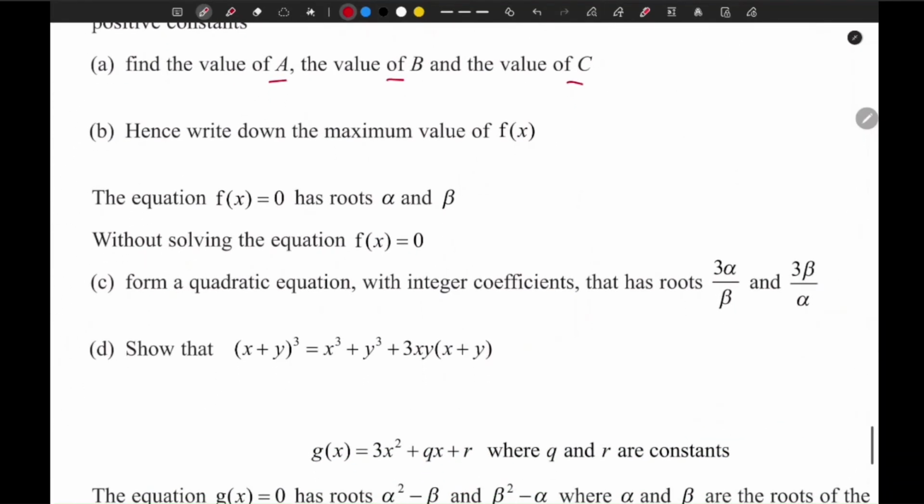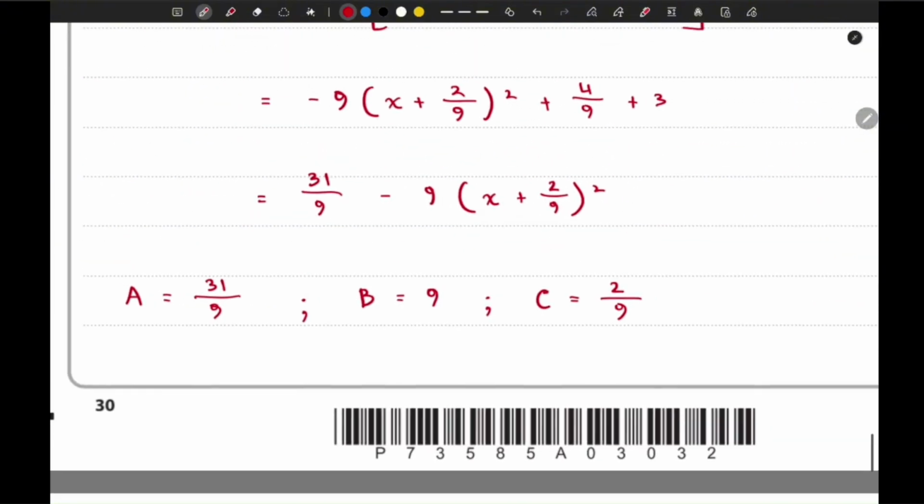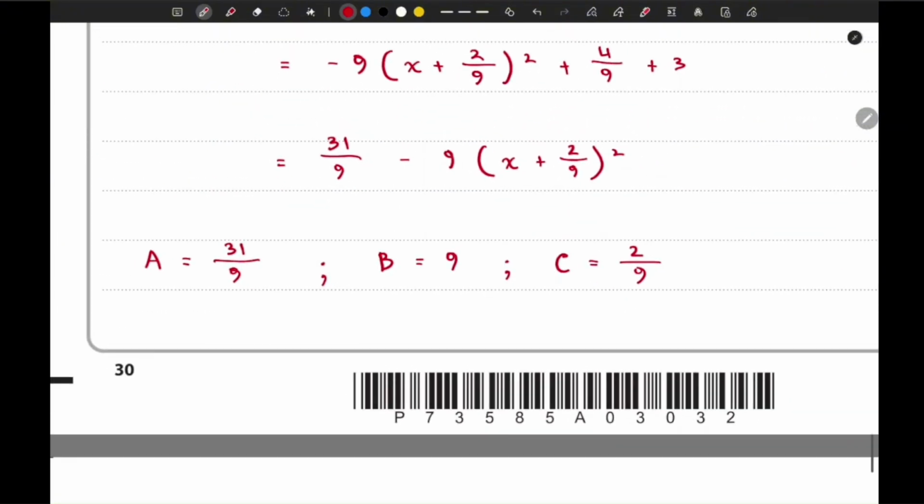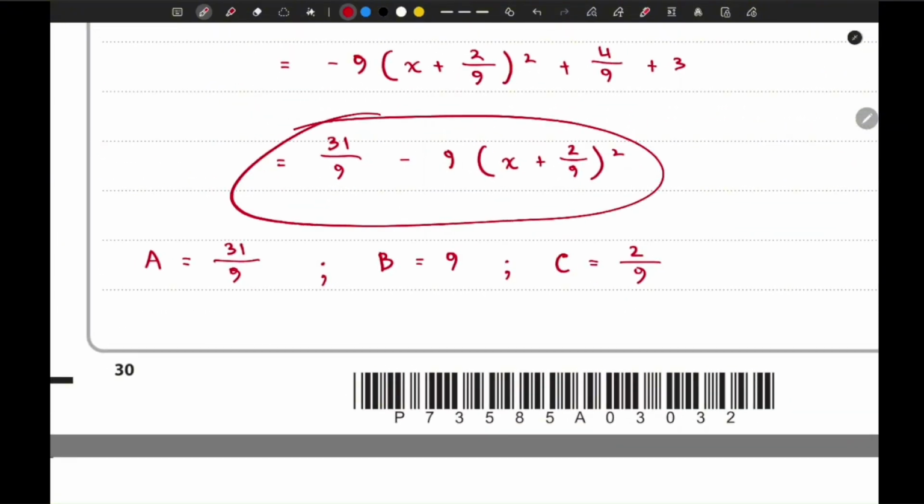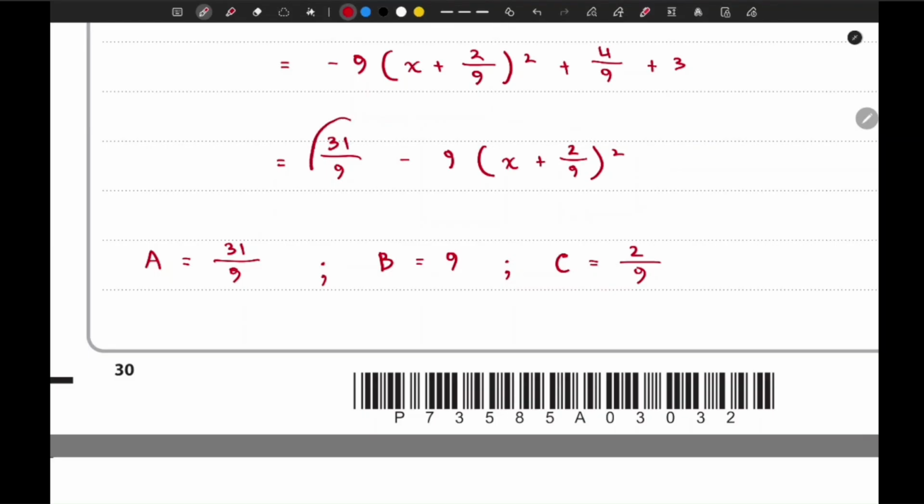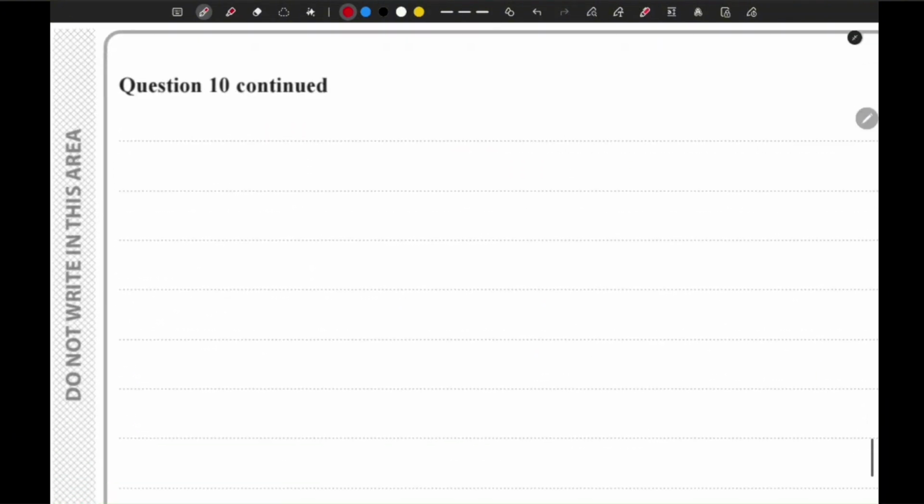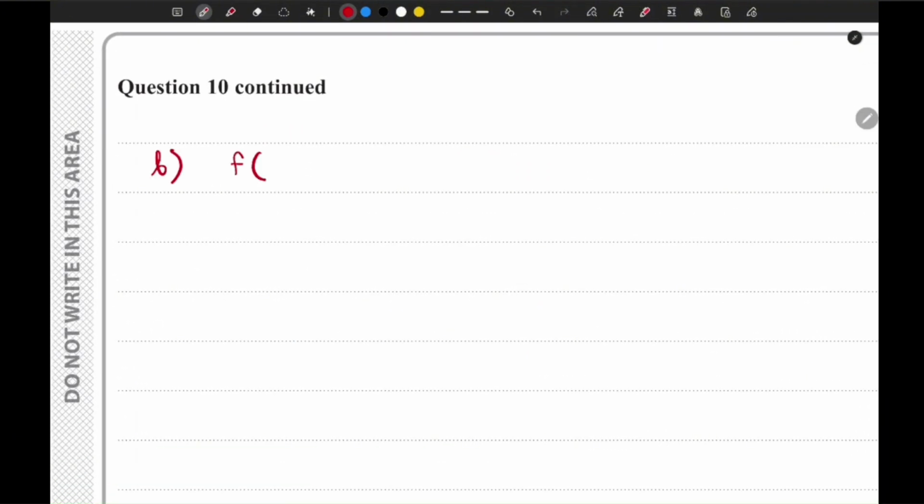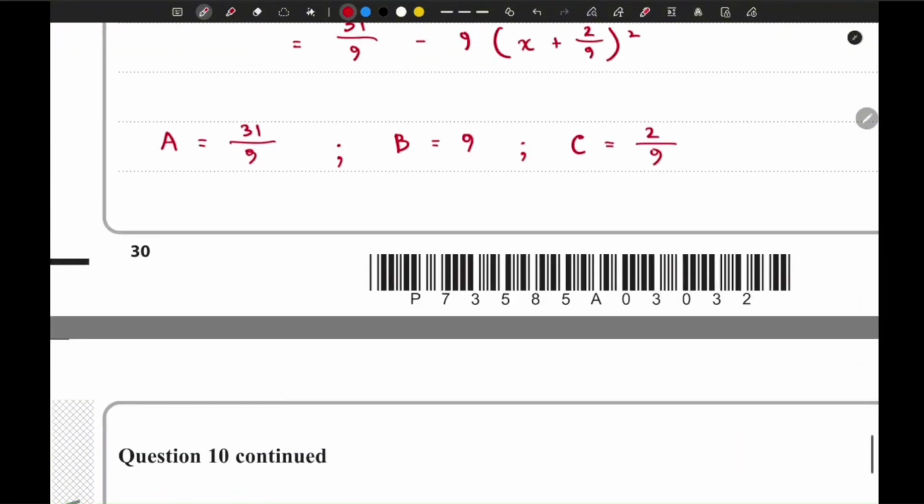And then we need to write down the maximum value of f(x). Now, if a quadratic equation is in a perfect square form, the constant value by the side is basically the maximum or the minimum value of that equation. So we can say that the maximum value is equal to 31 over 9. So that is the answer to part B.